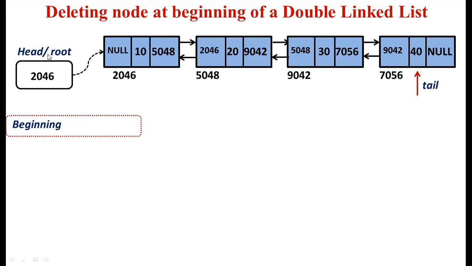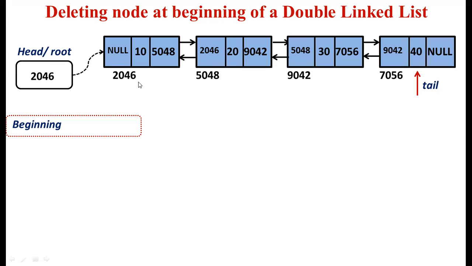So the root needs to point to this second node, and the previous value needs to be null. If we place null in these positions, the links will automatically get disconnected. It should not hold the address of the previous node, so in the previous field we have to assign the value null. All these three steps we have to do now.